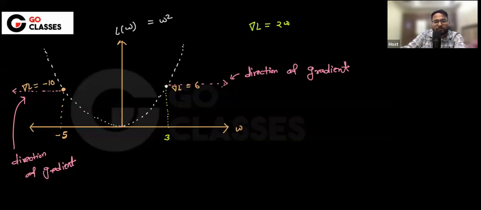Now let's suppose you are at some point, and suppose this is the direction of the gradient. Tell me, what is the direction in which the function will be increasing the most? This direction, the most increase. What is the direction in which it will be decreasing the most? This direction.